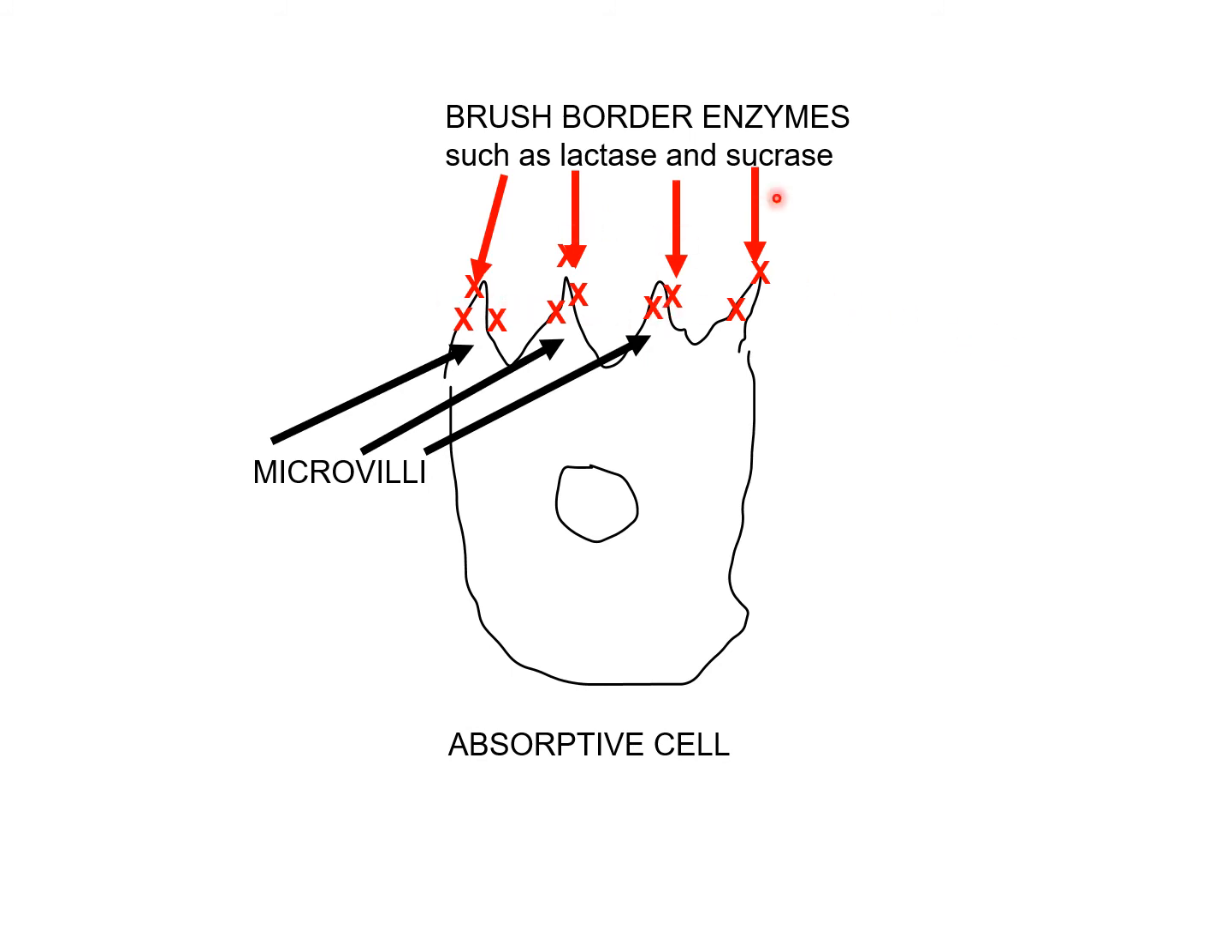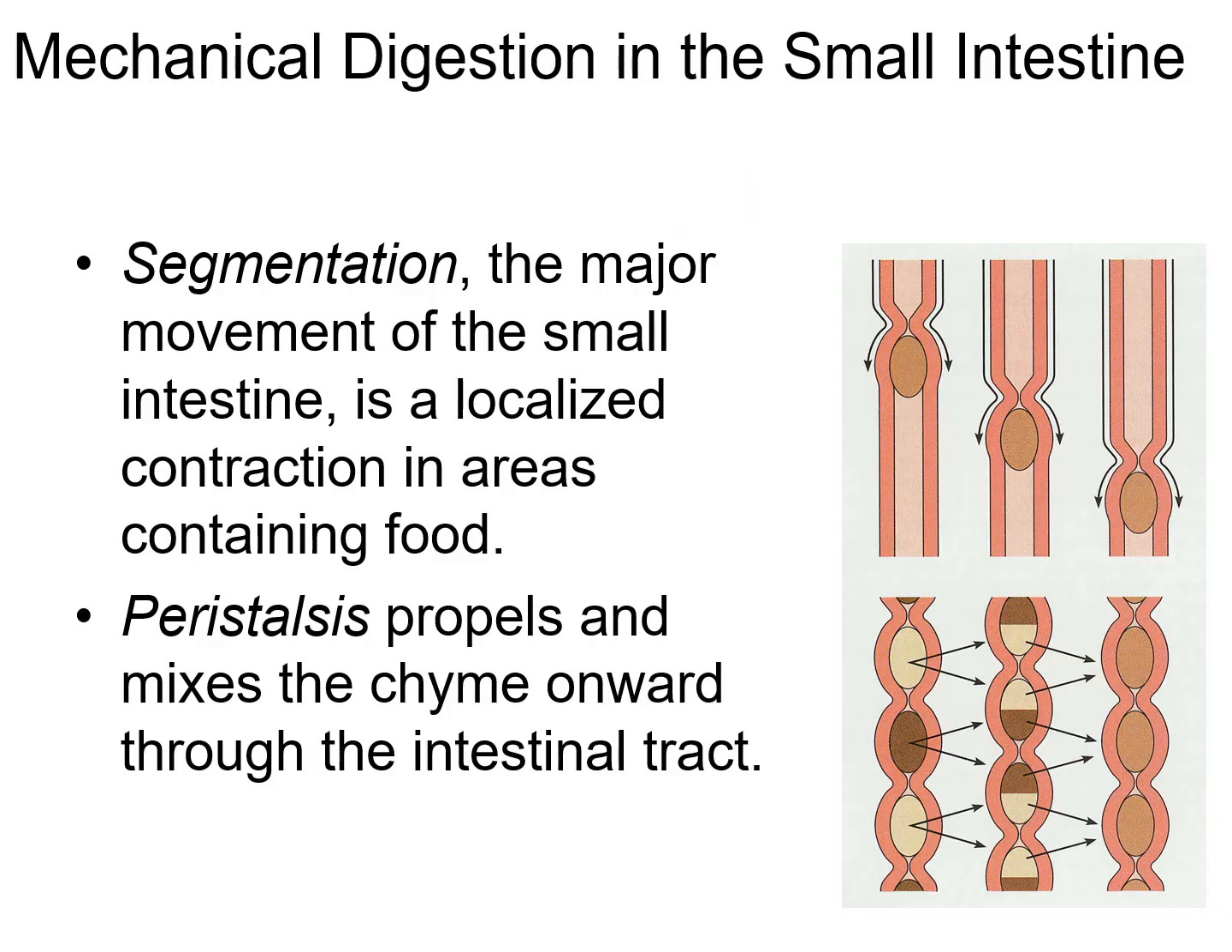These red X's together are called brush border enzymes because under the microscope these microvilli look like a brush bordering the absorptive cells. So the summary of the digestion types in the small intestine: we do have peristalsis, and this image here represents peristalsis.